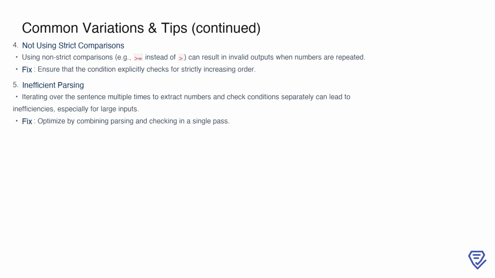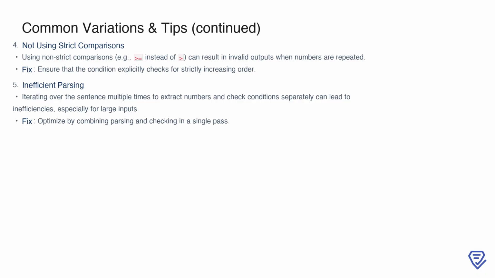Now, another area where mistakes often occur is in the use of strict comparisons. Using non-strict operators like greater than or equal to instead of greater than can lead to incorrect results, especially if numbers are repeated in the sentence. To fix this, ensure your condition explicitly checks for a strictly increasing order.